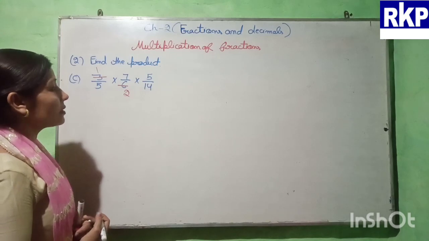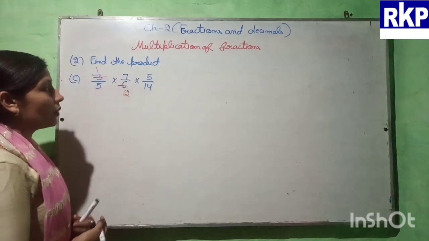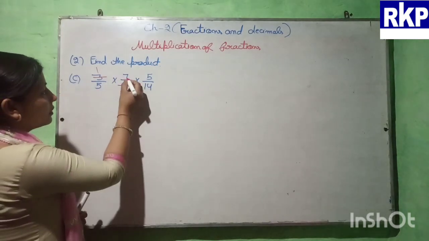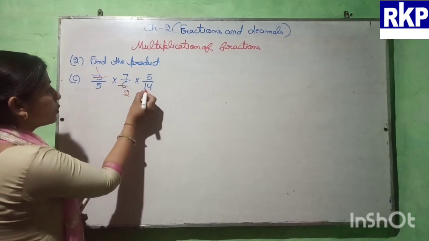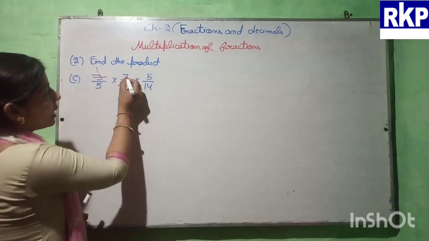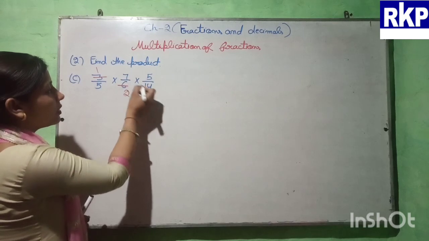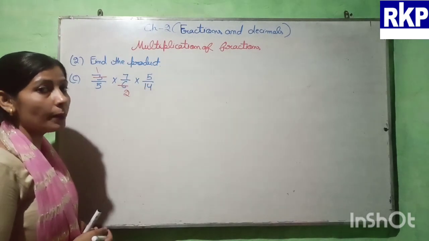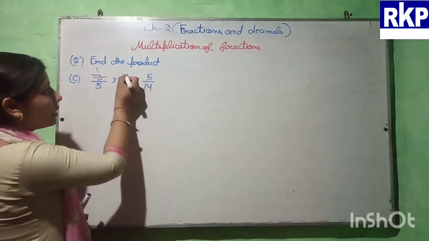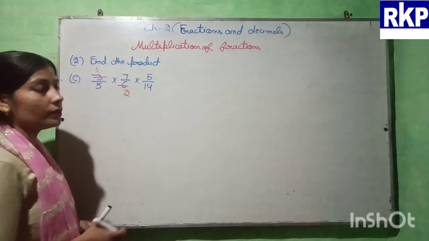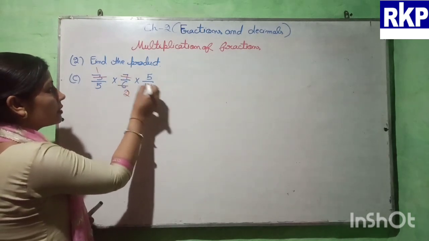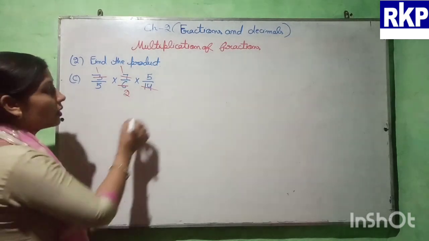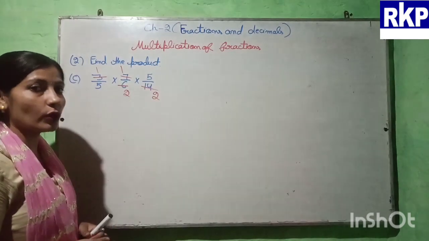Now let us see next. Here we are having 7, and here 5 and 14. So 7 and 14 both are having the same common factor, right? Because we can divide this and this with 7. So cut this and this. 7 ones are 7 and 7 twos are 14.